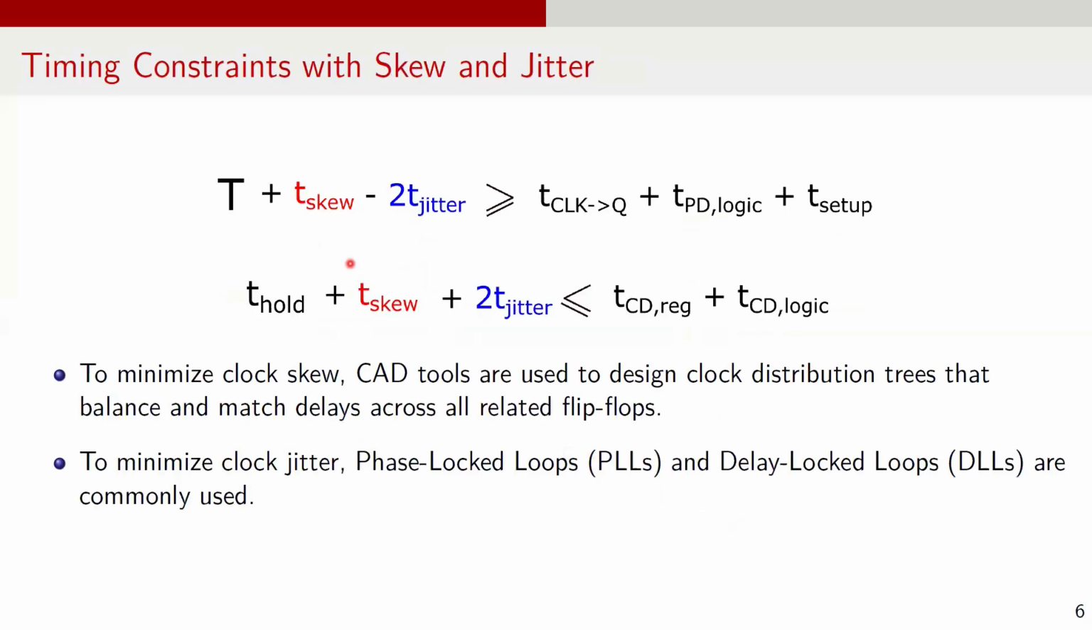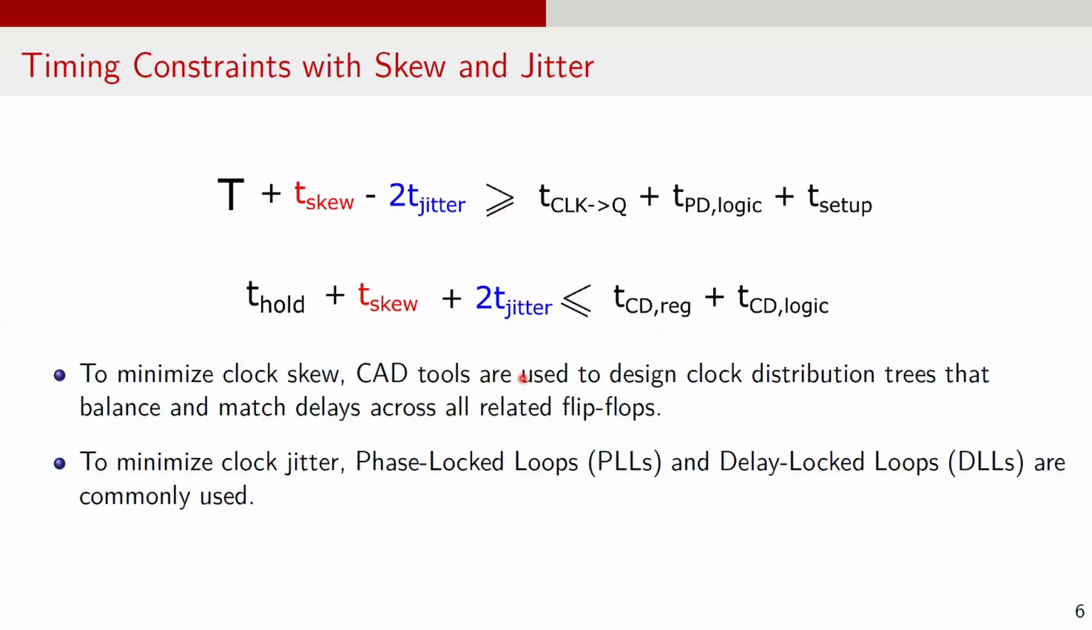If we put clock skew and clock jitter together in the setup and hold constraints, they can be written as: time period T plus clock skew minus 2 times of jitter must be greater than clock to Q delay plus propagation logic delay plus t setup. Similarly, for hold constraint, the contamination delay of the register and the contamination delay of logic must be greater than hold time plus clock skew plus 2 times of jitter.